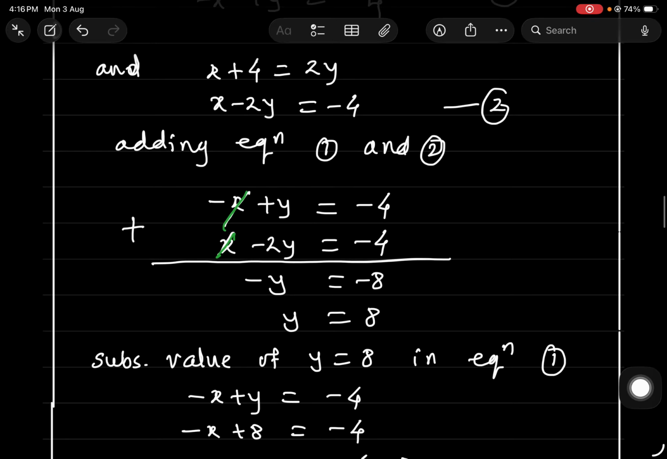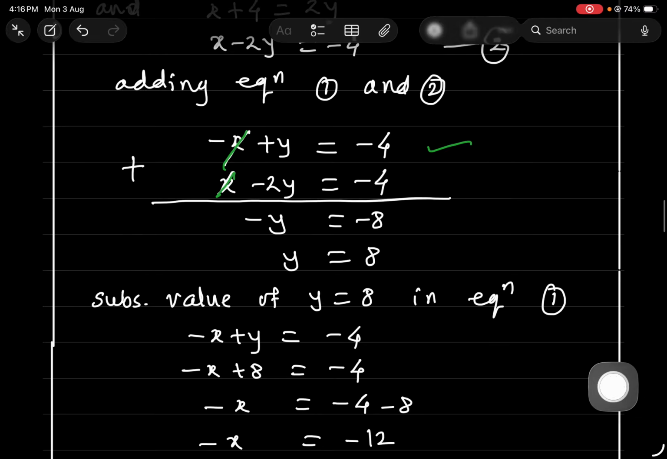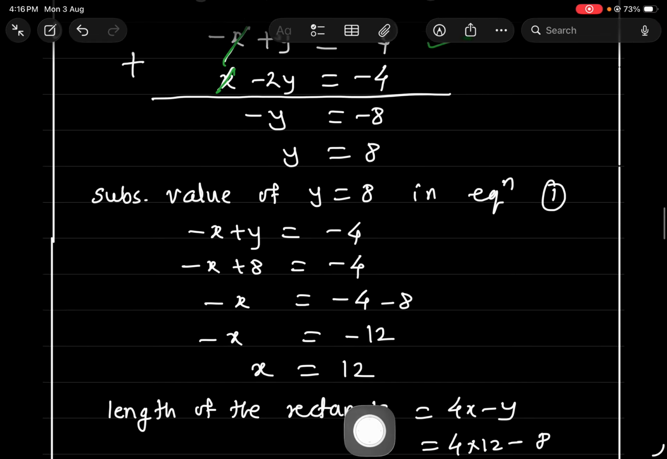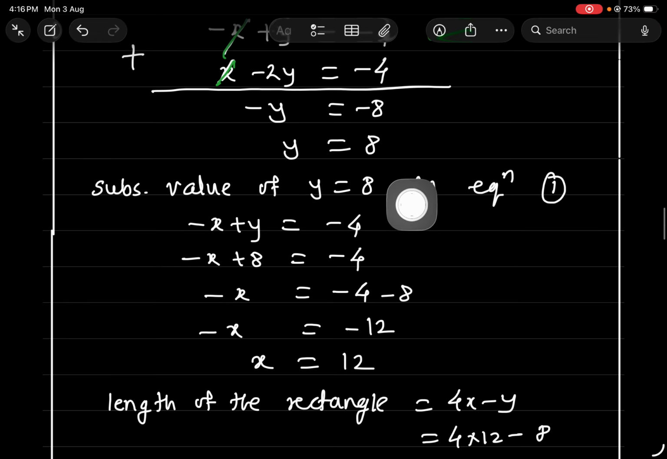So what is your equation 1? This is your equation 1, that is minus x plus y equal to minus 4. So minus x as it is, y value is 8, equal to minus 4. Here minus x as it is equal to minus 4 again as it is. This plus 8 we are transposing this side, so it becomes minus 8. Minus 4 and minus 8, same sign, so addition, but minus sign we have to write, minus 12. Here minus x equal to minus 12, so x equal to 12. Okay, so we got y equal to 8, x equal to 12.